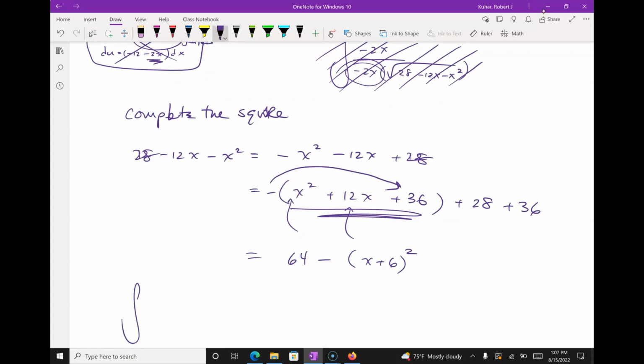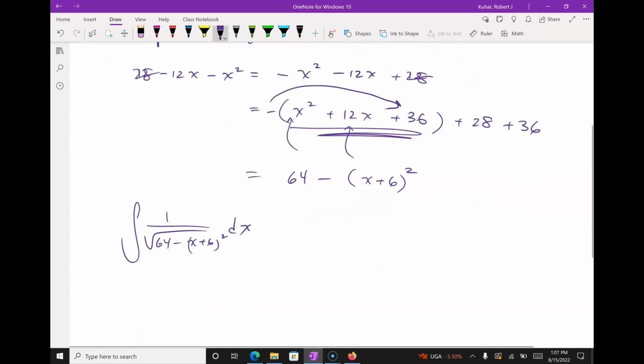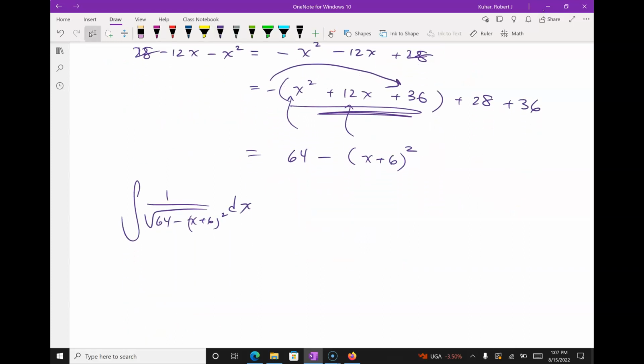So now I have the integral of 1 over the square root of 64 minus x plus 6 quantity squared dx. But I don't want the 64 there. I want a 1 there. So I'm going to divide by 64 inside of the square root, but outside that becomes what number? 8, right? Square root of 64? Yes?